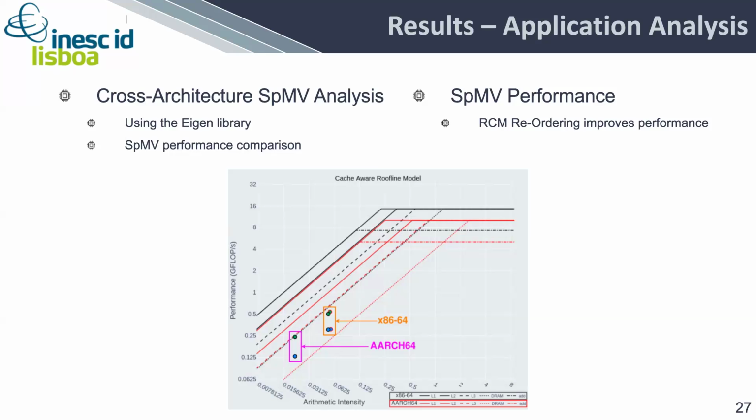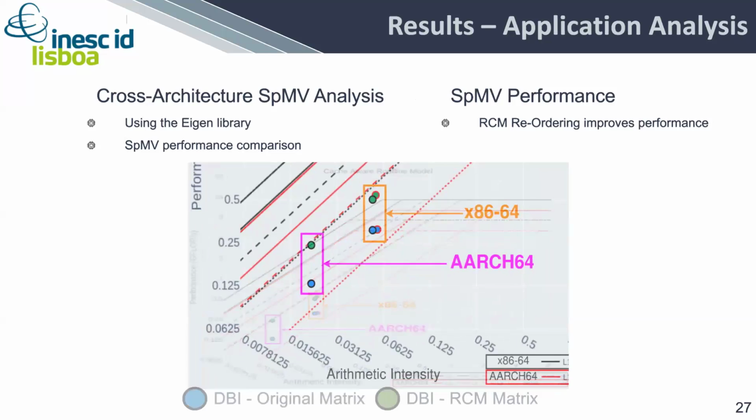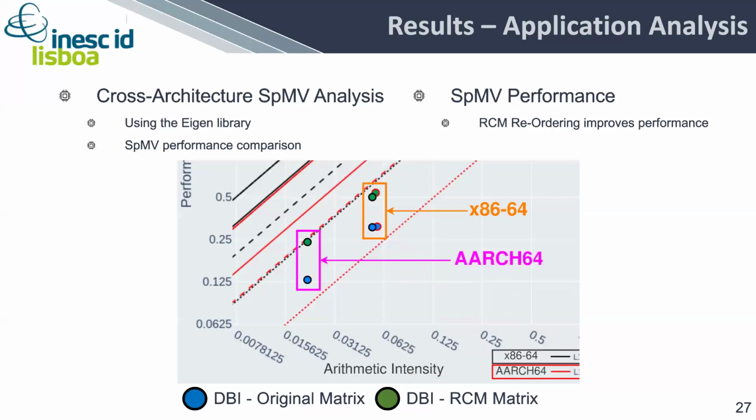And first off, as you can see, the Venus machine obtained more gigaflops than ARMQ, which is expected due to its superior CPU, which can also be seen by the higher CARM roofs in black that belong to the Venus machine versus the ones in red from the ARMQ machine. So besides this, we can also see a discrepancy in the arithmetic intensity of both machines, which indicates that the Eigen library might implement SPMV differently in ARM and Intel architectures. And so now looking at the performance difference between the original matrix in blue and the RCM matrix in green, we can see that the RCM reordering almost doubled the gigaflop performance of the SPMV execution.